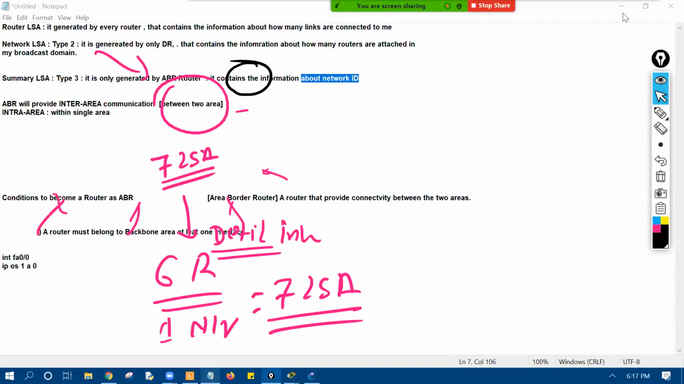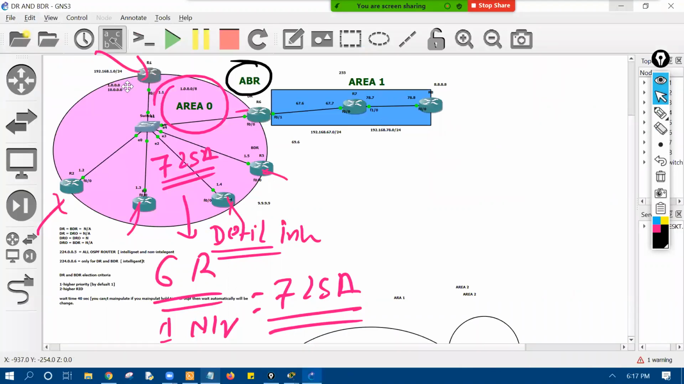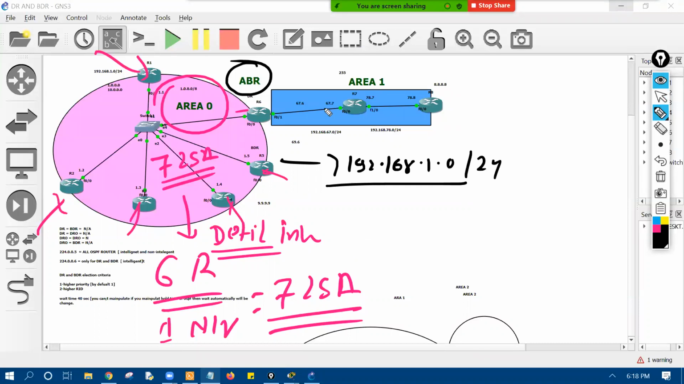Now try to understand this point. Tell me one thing. Right now, how many network IDs do we have in this domain? बताओ जल्दी. अब एक ही है ना? Right? So what is R6 going to do? R6 is not going to advertise all 7 LSAs to area number 1, never. It is just going to send 1 summary LSA to area number 1, and that summary LSA will be this guy.